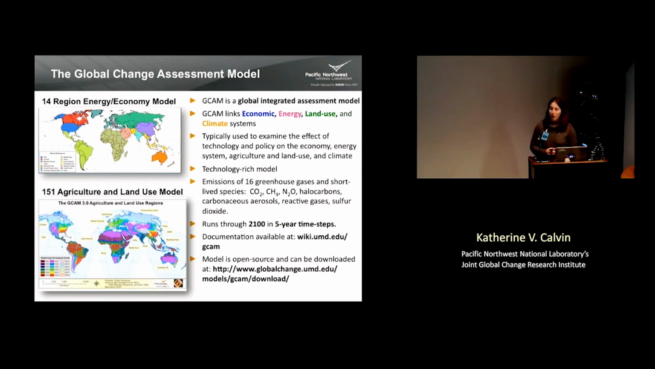We run through 2100 in 5-year time steps, so it's a long-term model. We're looking at the very far future and how that might influence things. If you want to get to a particular target in 2100, like 2 degrees, what would you need to do today? Those are the kinds of questions we try to ask.